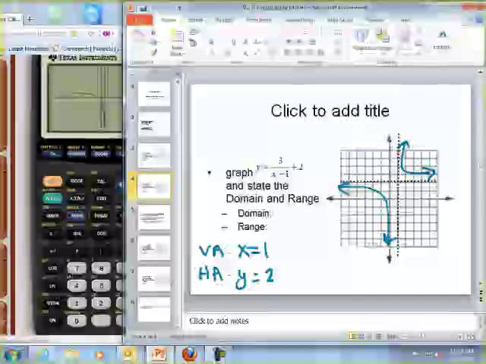Domain and range are the not equals versions of our asymptotes. So x is not 1 and y is not 2. Domain is always x's, range is always y's.